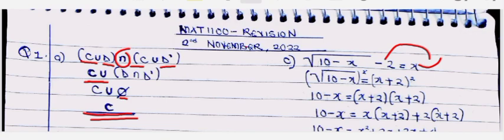Now, how do we get rid of the radical? We multiply both sides by the power of 2. So we're going to have power 2 there and power 2 there.